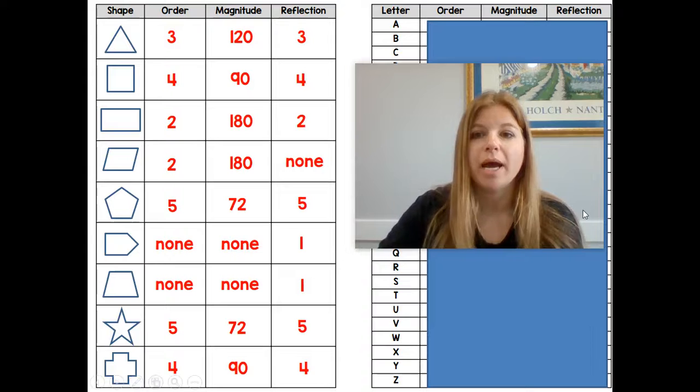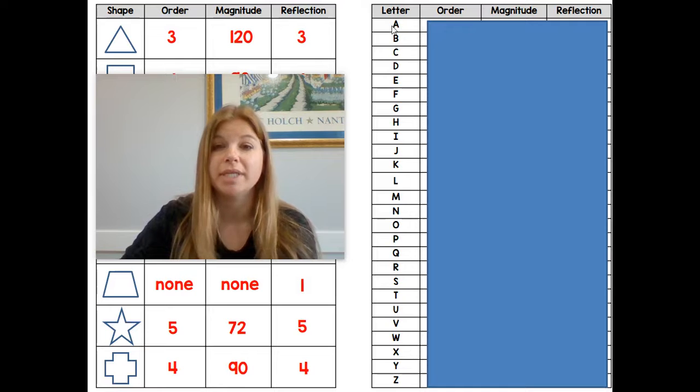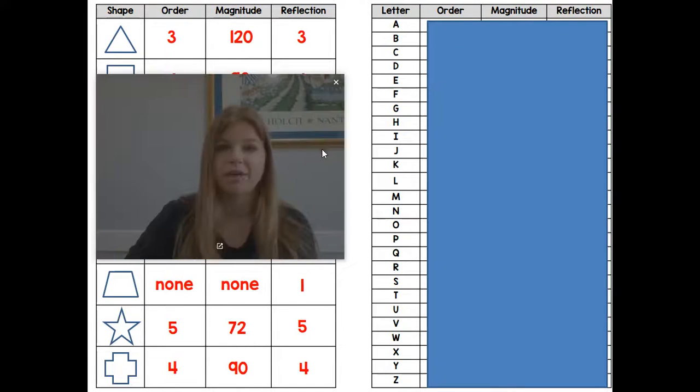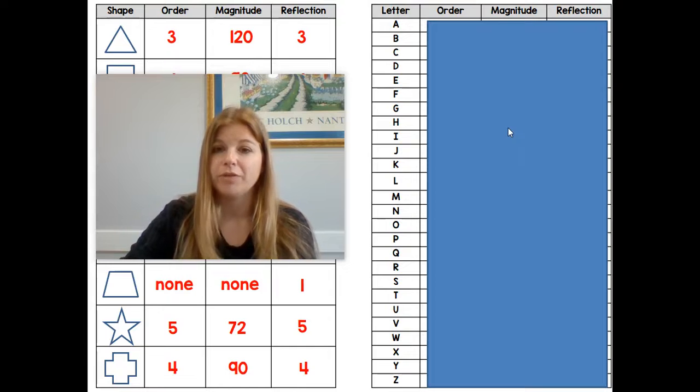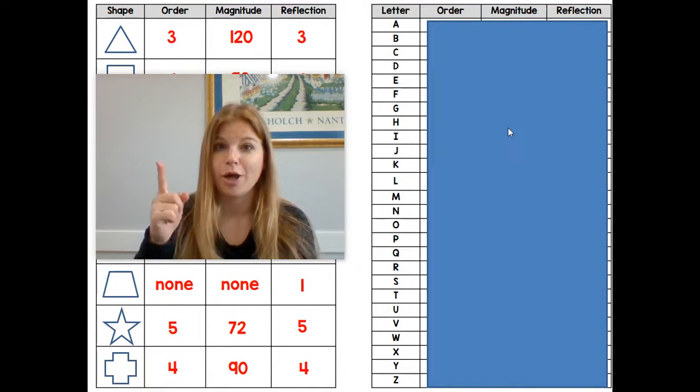Okay, so now what I'm going to suggest that you do is write down the alphabet, capital letters, A through Z, just like I have here. And on your own, give yourself a chance to figure out what you think the order is. Could you rotate that letter so it looks identical to itself? Figure out the magnitude if you can, and then how many lines of reflection would there be? A lot of these are going to have none of them, but a few of them do have a little bit of each one. So I would pause right now, give yourself a shot, and then join me back to see if you have it right. Ready? Go.